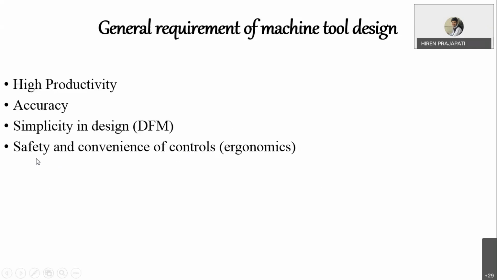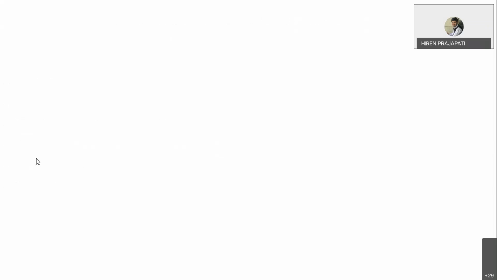So we are more concerned about safety and precautions, and good, pleasing appearance. If you see nowadays, the CNC machines or VMCs have a good appearance compared to traditional lathe machines. We are now more concerned about the aesthetics of the machine also. Then low manufacturing cost. This low manufacturing cost is highly dependent on your material selection for the machine tool.